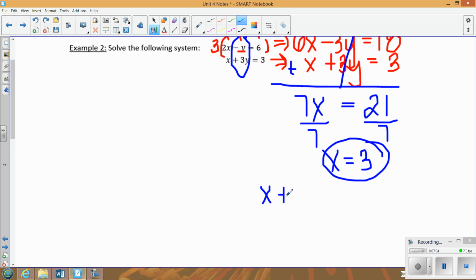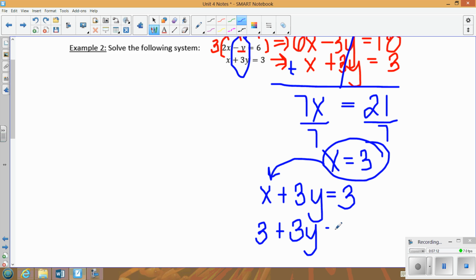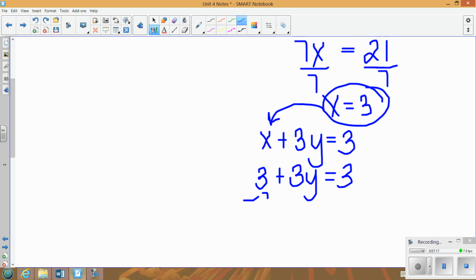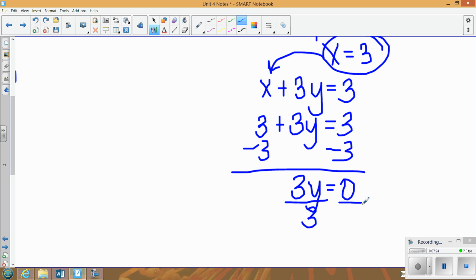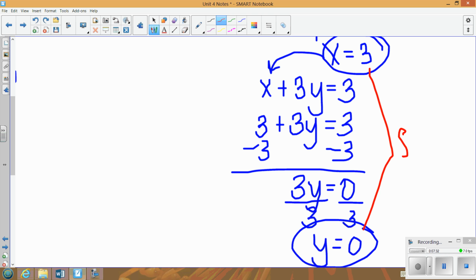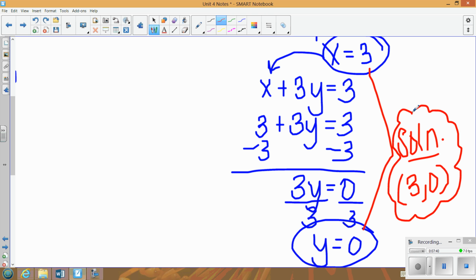So I'm going to use this equation here. And I'm going to take this and I'm going to plug it in for x. So I have 3 plus 3y equals 3. So go ahead and subtract the 3. So I have 3y equals 0. Divide everything by 3. So I get y equals 0. So now I have my solution is going to be 3, 0.